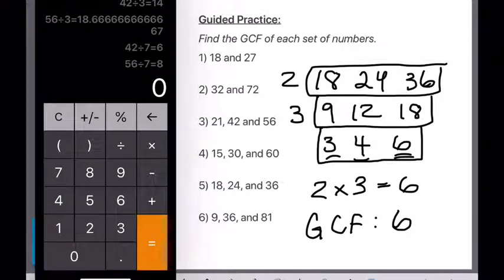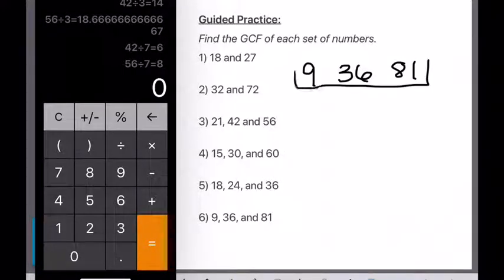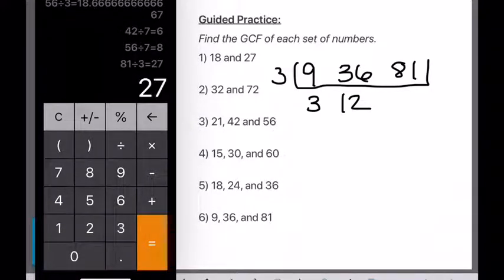We have one more problem to try on our desk today. Please pause the video and try number 6 on your desk. 9, 36, and 81 can all be divided by 3. 9 divided by 3 is 3. 36 divided by 3 is 12. 81 divided by 3 is 27.